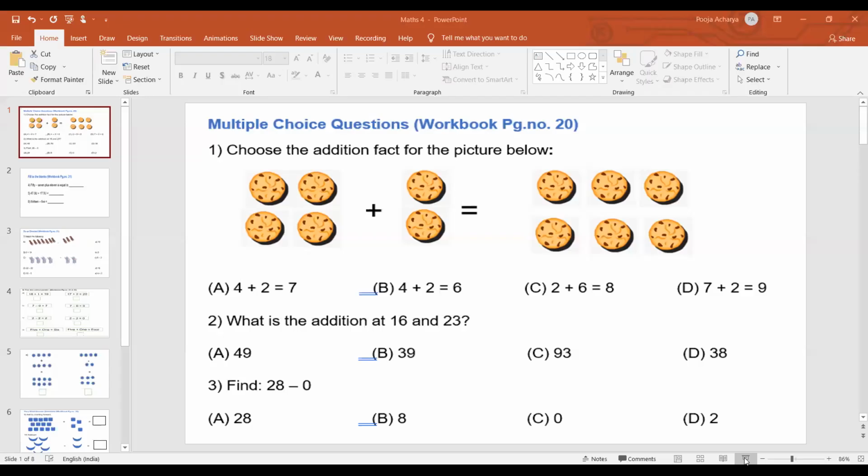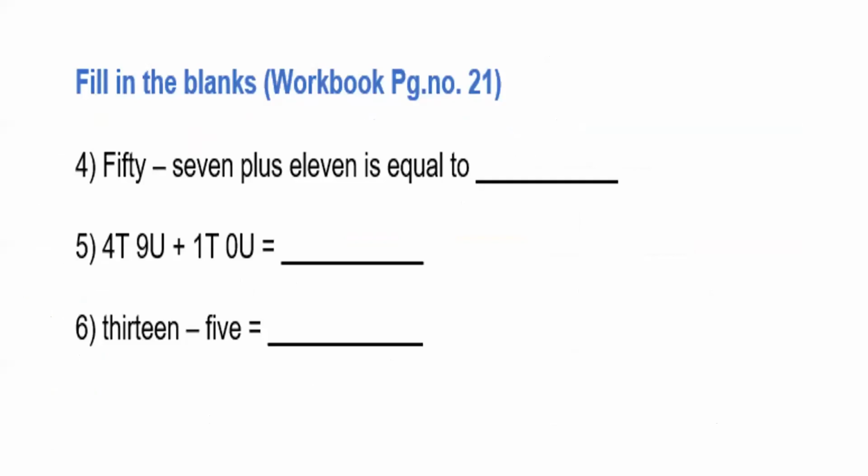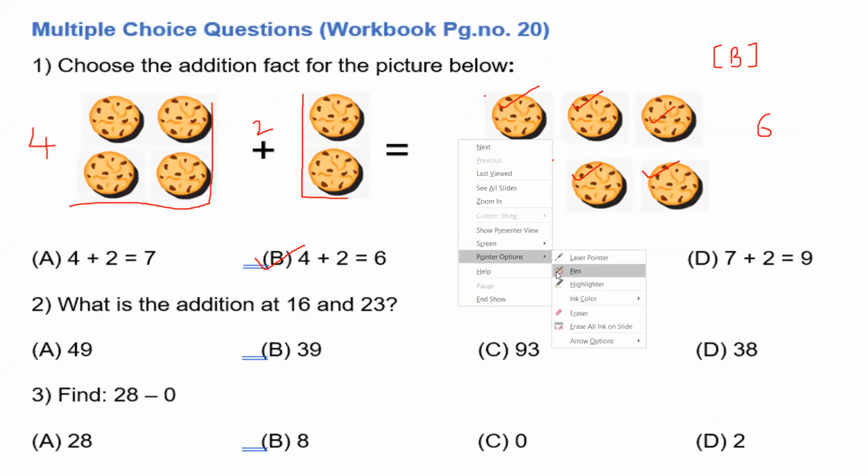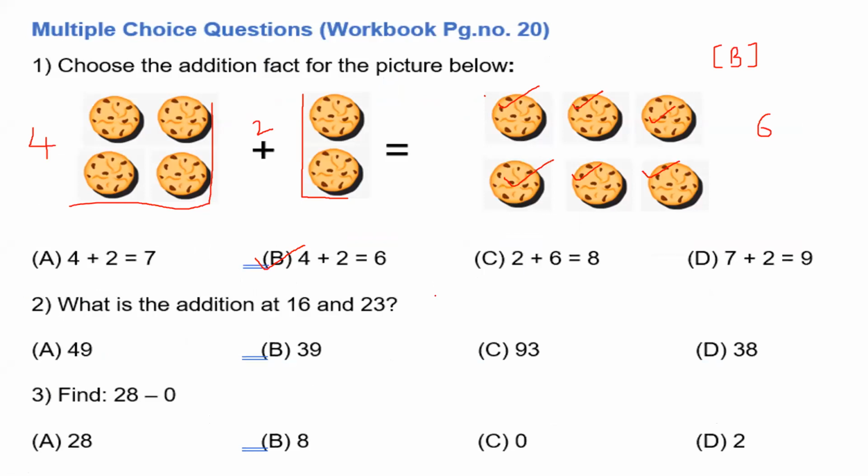Then 16 and 23. So you have to add. You have to add both the numbers. So I will write down the number here. We will start adding the numbers. So 16 plus 23. How much? Let us see. Plus 23. So from where you will start the addition? Always from units place. So here we will write tens and units.